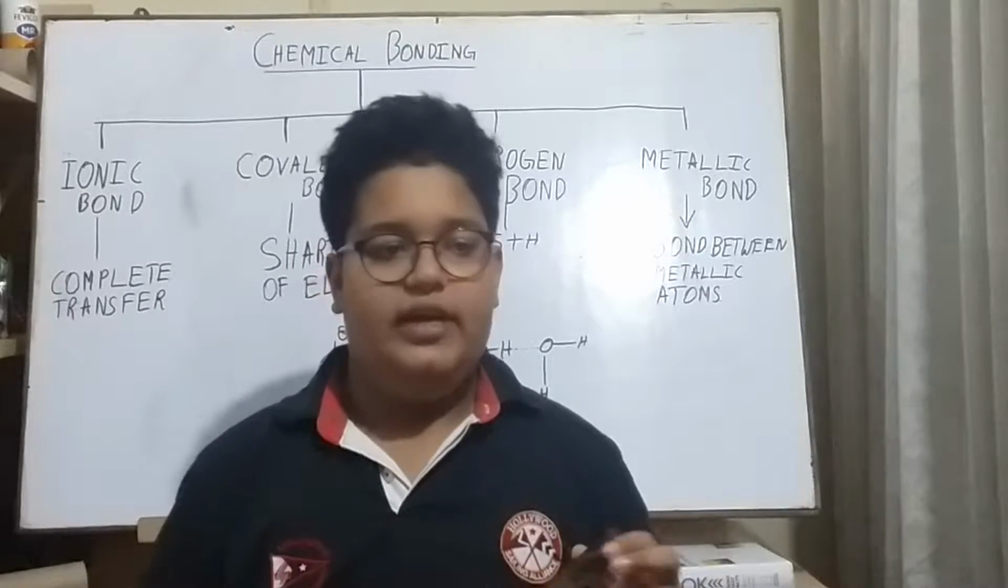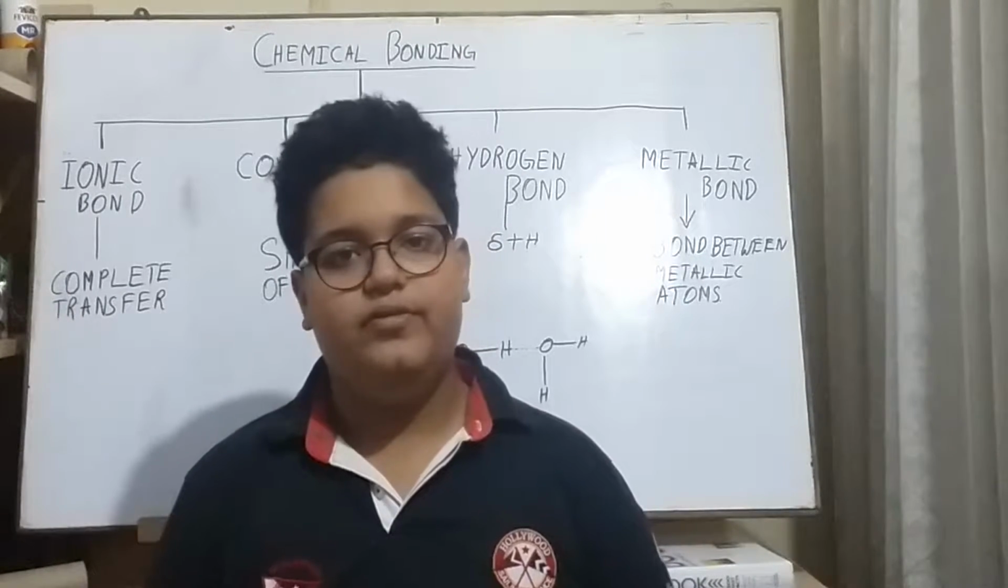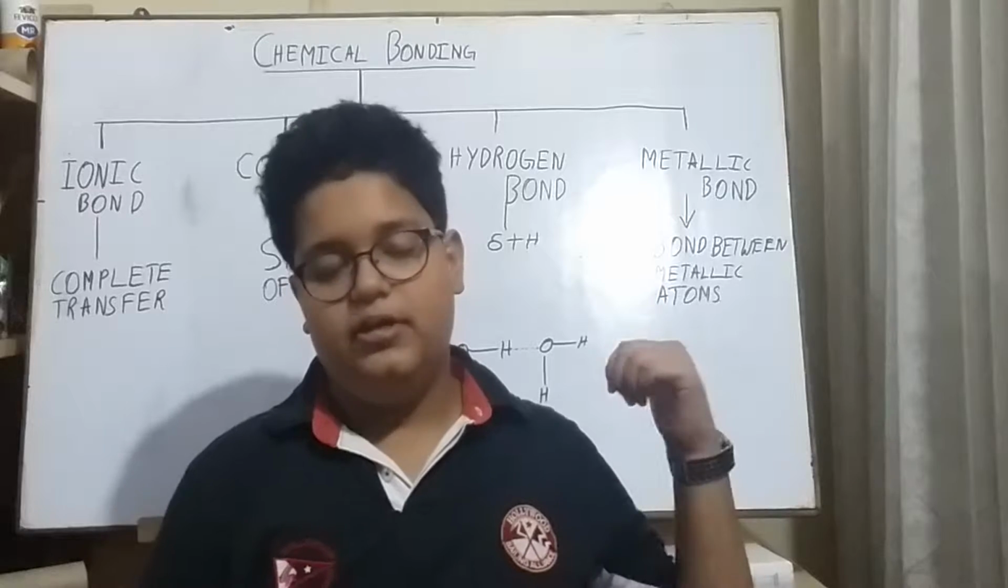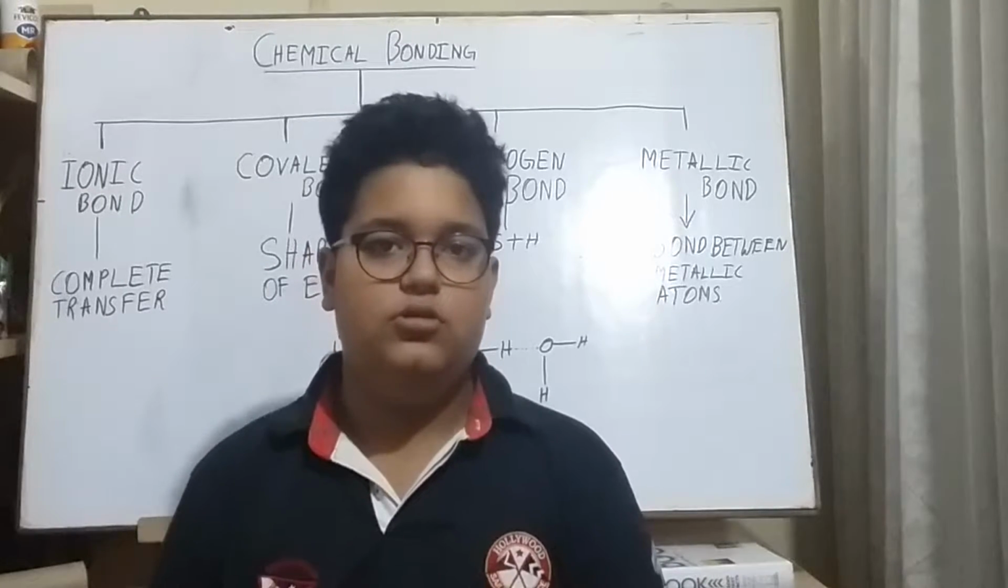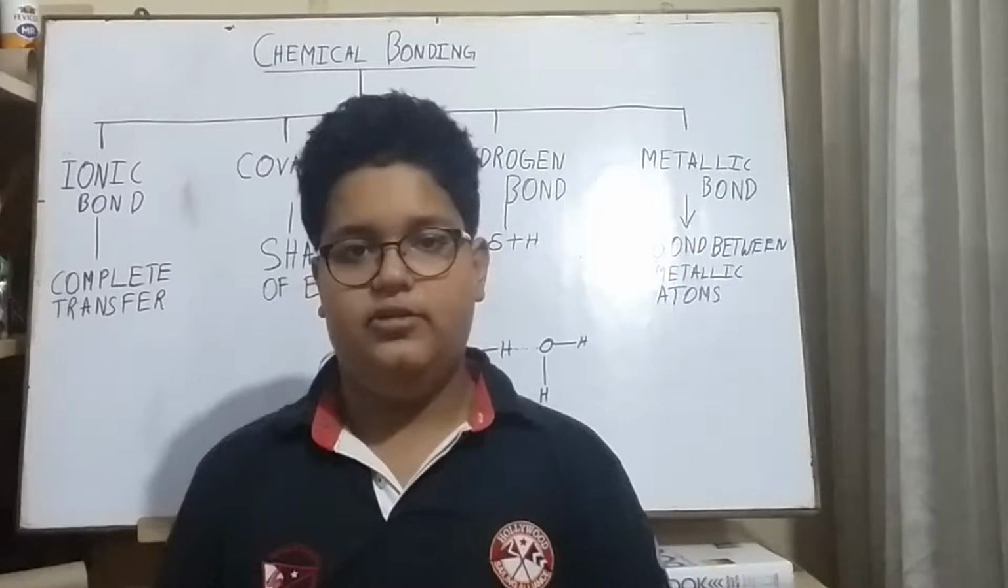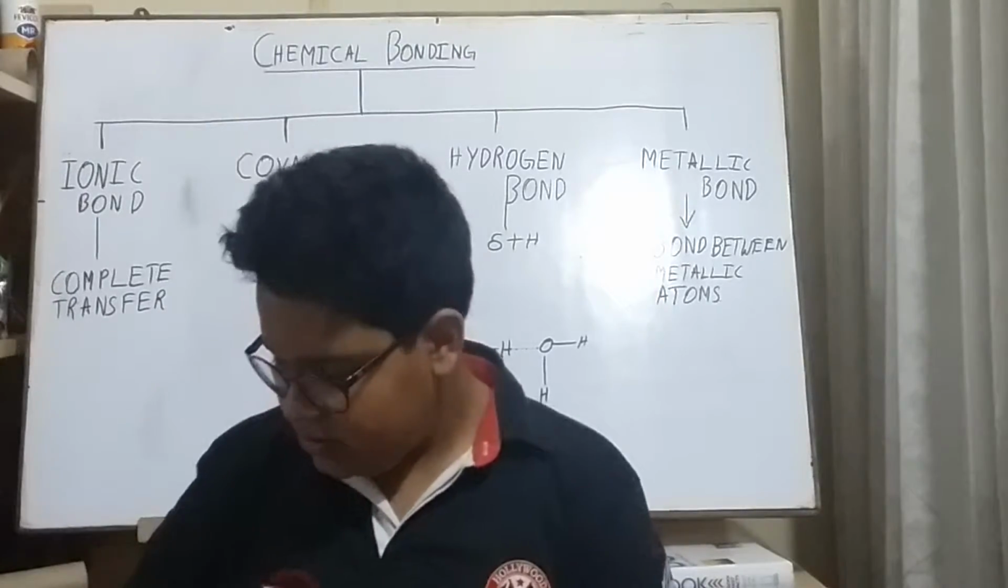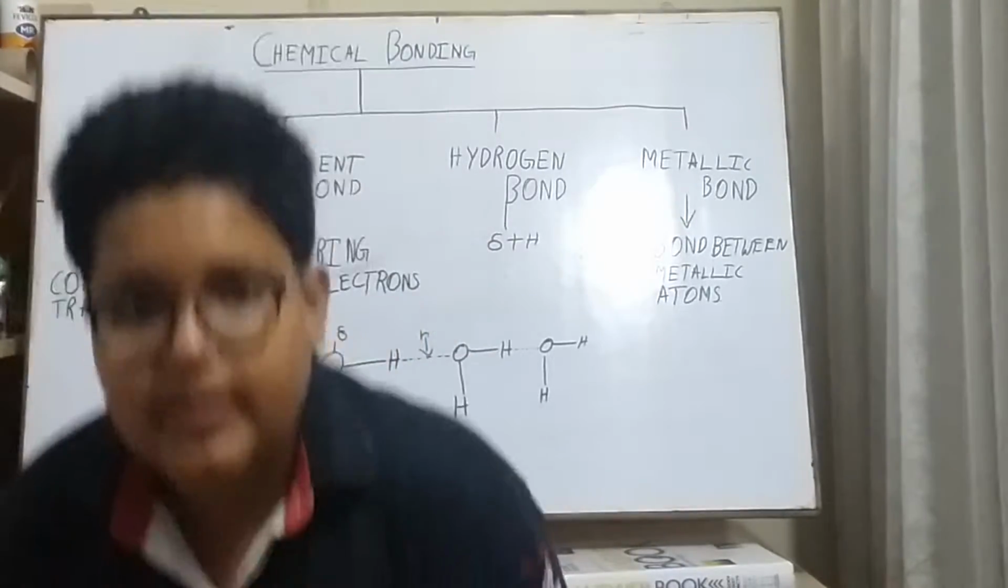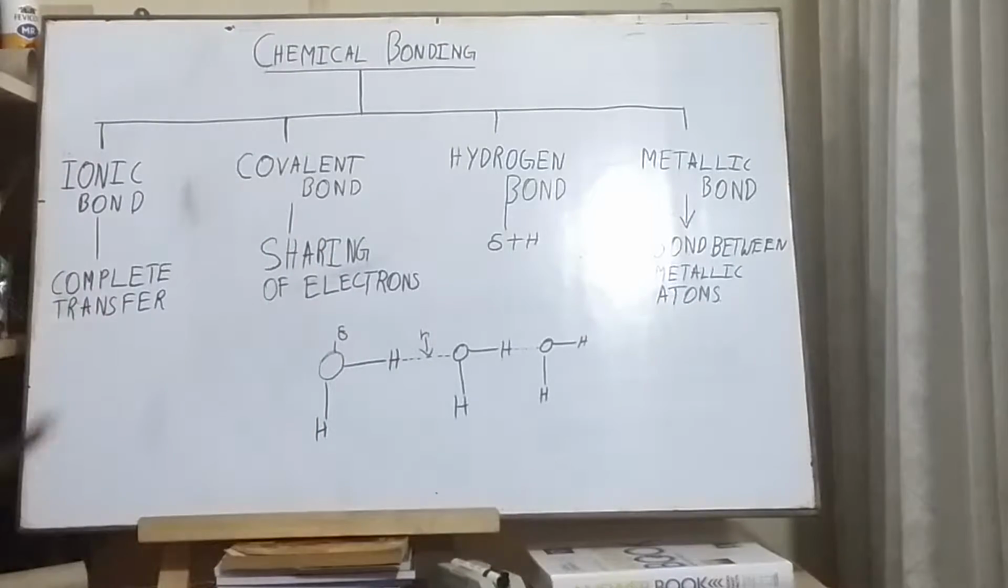This is Explained Part 5, and this is chemical bonding in science. First of all, let me tell you there are 4 types of bonds which we will be studying today. The first type of bond is called the ionic bond.